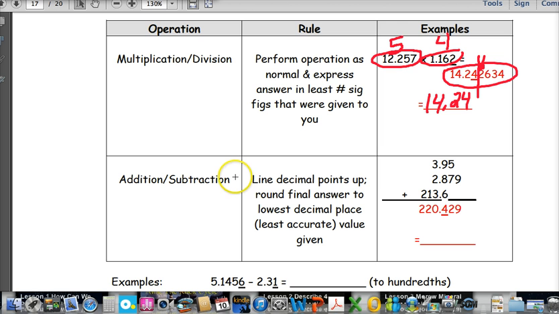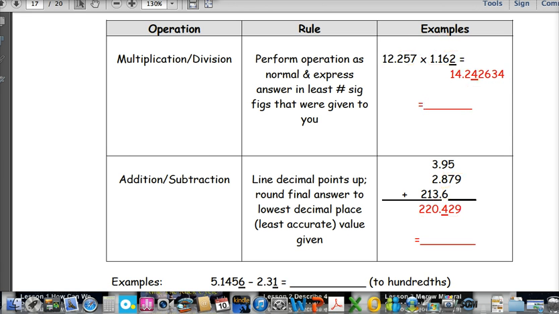Now, when you're adding and subtracting, it's a completely different rule. It has nothing really to do with significant figures. It has to do with how many numbers you have to the right of the decimal. So when I add these 3 numbers, this is what I get on the calculator. But where do I round off to? Well, if I look at the numbers, notice that I have 2 numbers to the right of the decimal, 3 numbers to the right of the decimal, and here's 1 number. So I want to round off to the least numbers to the right of the decimal, which means I have to round it off to 1 decimal place. So 220.4 would be the answer to this one.